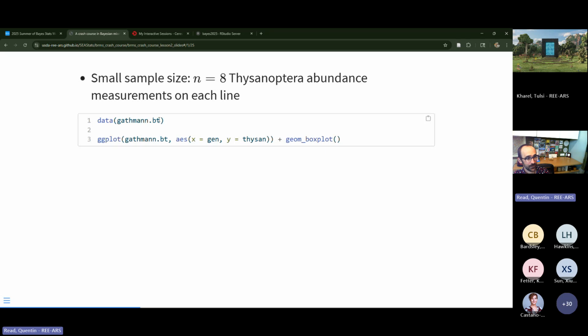So we're going to load the data, and then we're going to plot it. Isoptera is the taxonomic group that they looked at the abundance of, and so we're going to make a box plot for the control group and the transgenic. And this is only a very small sample size. There's only n equals 8 observations in each group.